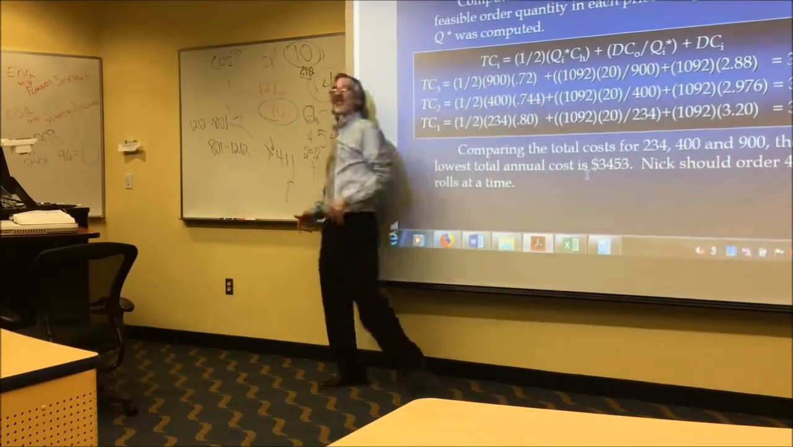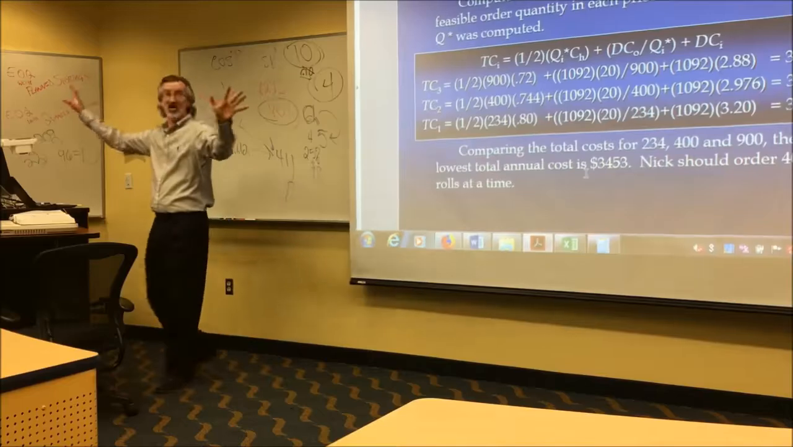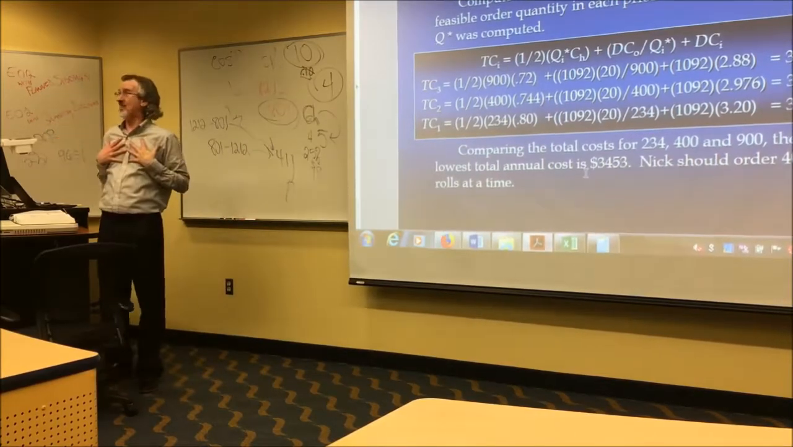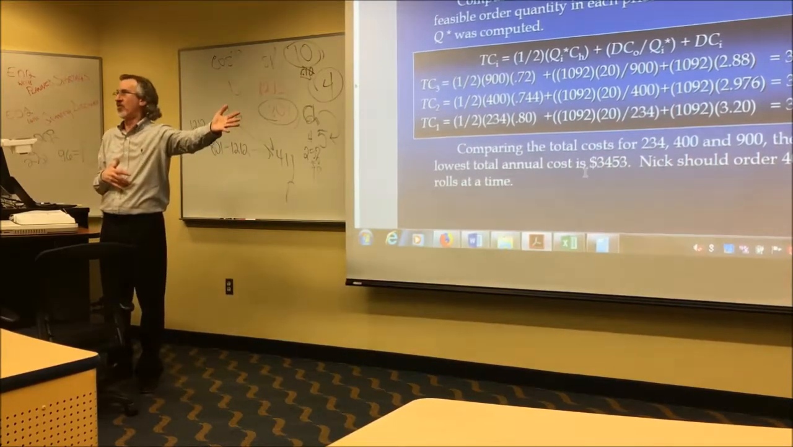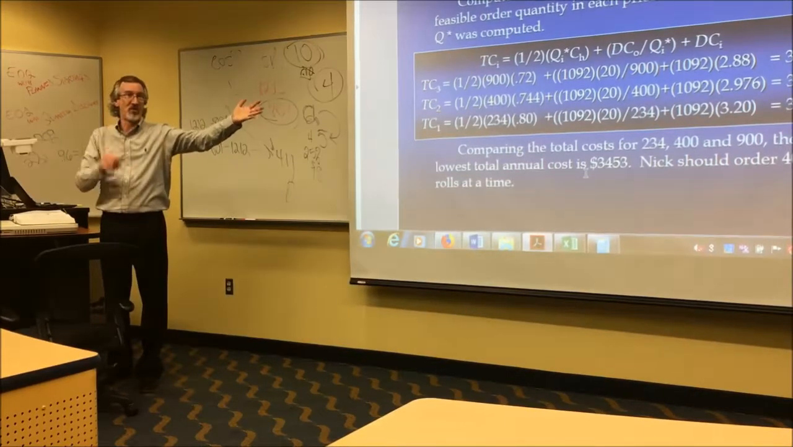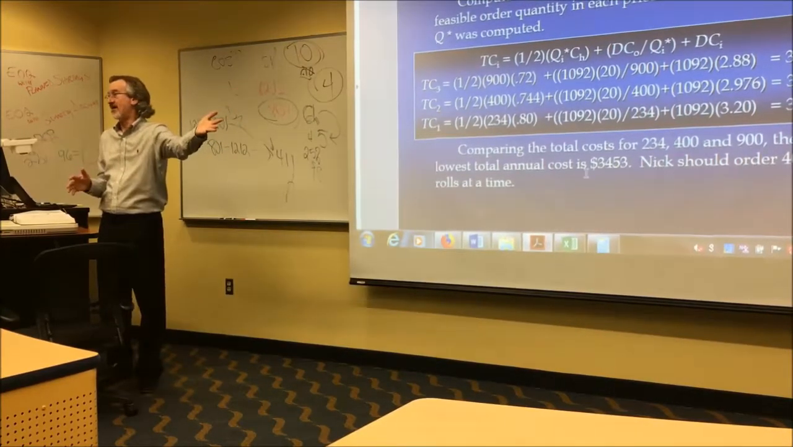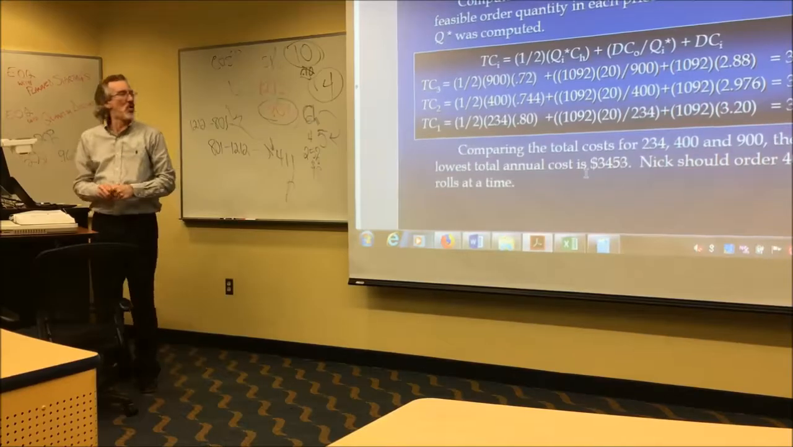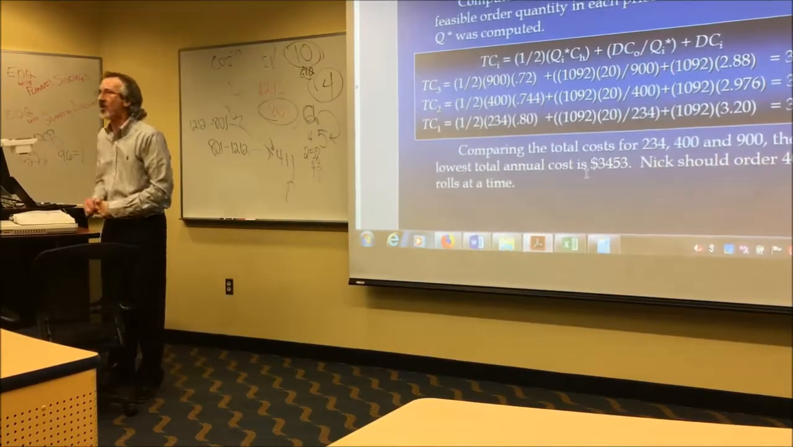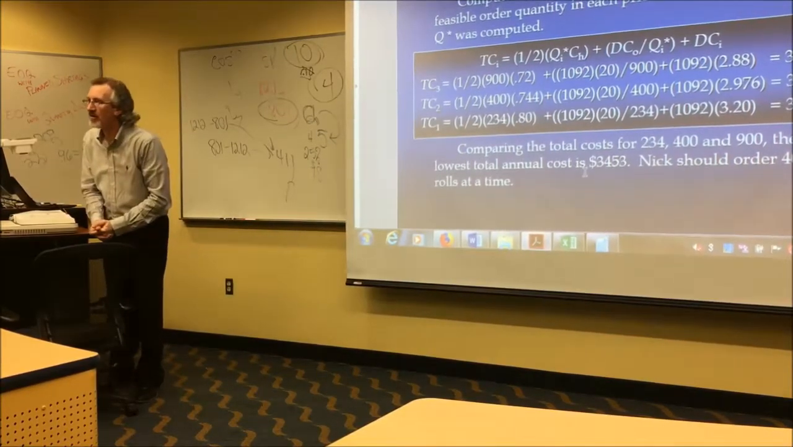We now calculate total cost for each price point that we have in front of us, except for the one we would never order, which is the big 15% off or whatever it was, because there's too many of them. My question for you is, should we order 234, should we order 400, or should we order 900?